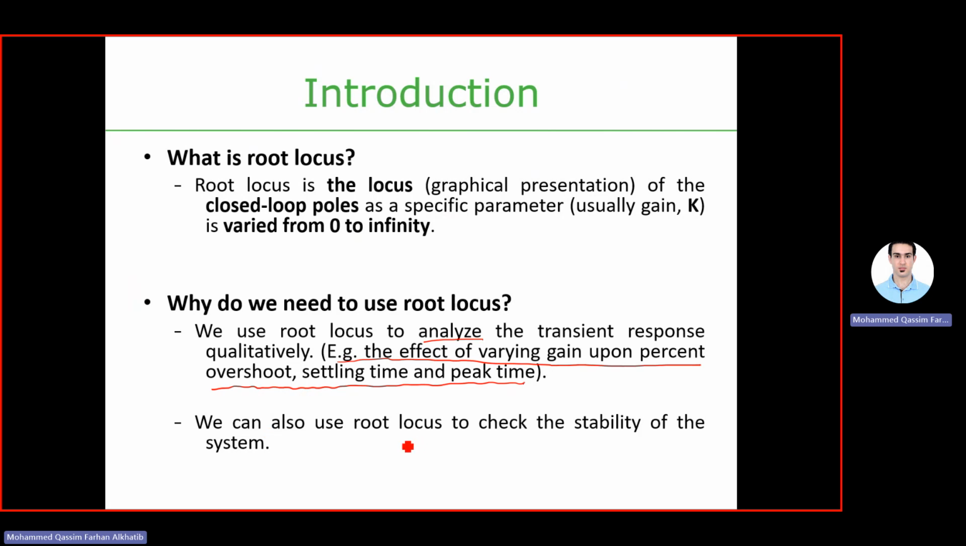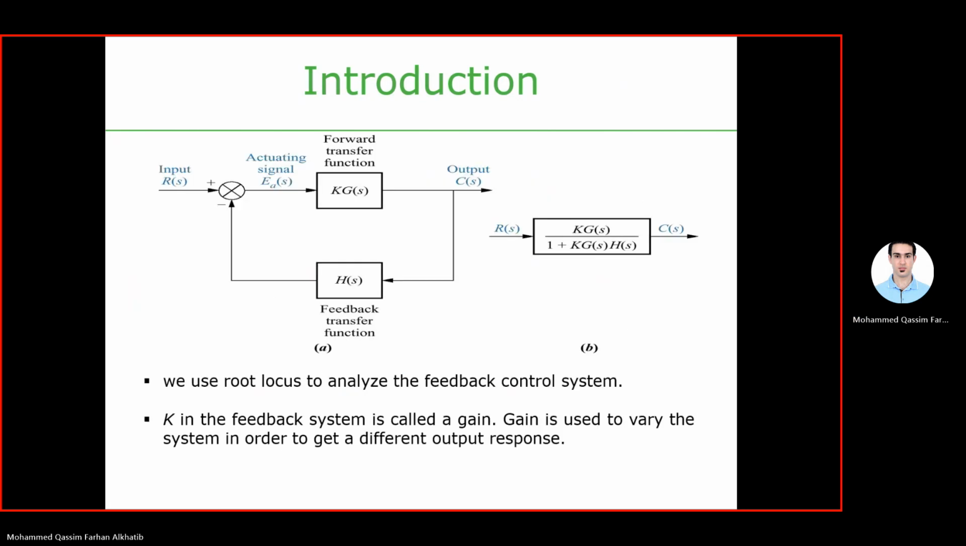We can also use the root locus to check the stability of the system. Again, pretty much like Routh-Hurwitz, but Routh-Hurwitz tells you stable or not stable, and it will not show the exact behavior of the system. So that's a typical scenario we usually have. We have a feed forward, or forward, transfer function. We have a feedback. This is the overall transfer function when we apply the feedback block diagram reduction. So we use the root locus to analyze the feedback control system. K in the feedback system is called the gain. Gain is used to vary the system in order to get a different output response.